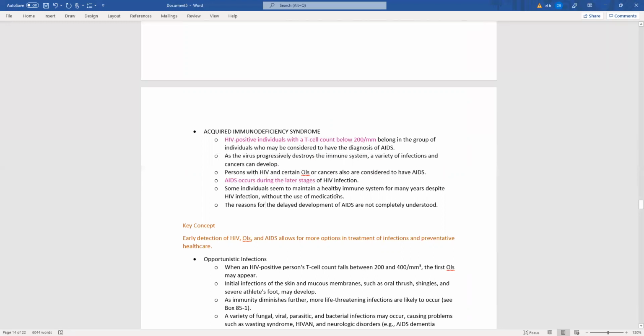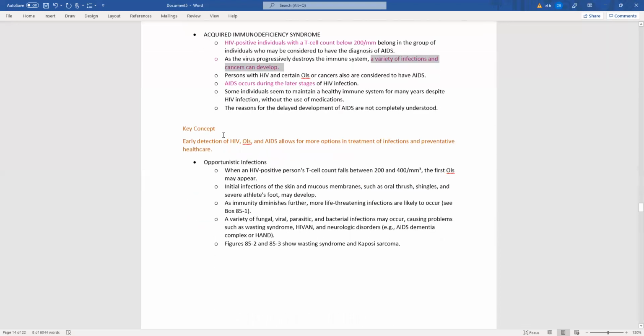Some individuals seem to maintain a healthy immune system for many years despite HIV infection, without the use of meds. The reason for the delayed development of AIDS, they don't know. So, like I said, as the virus progressively destroys the immune system, a variety of infections and cancers can develop.